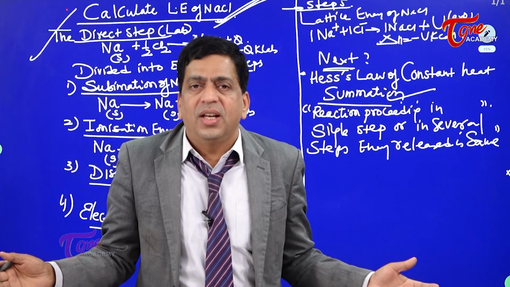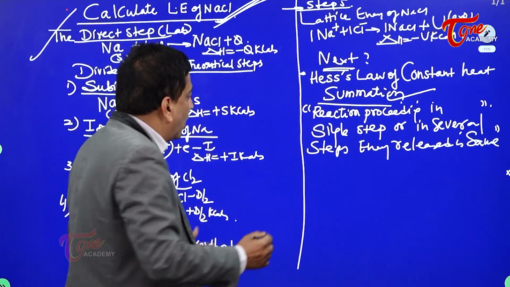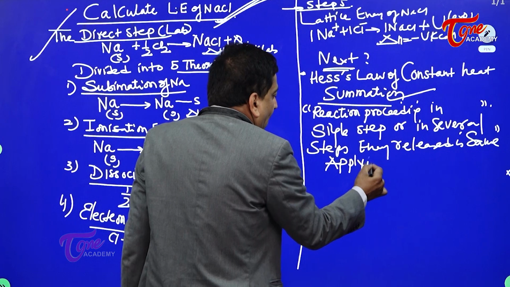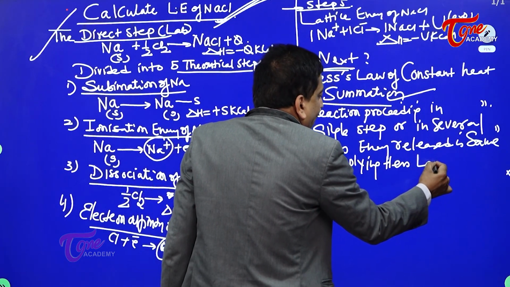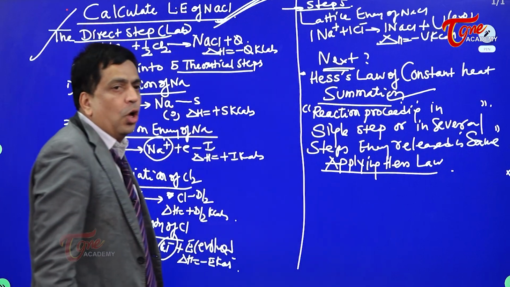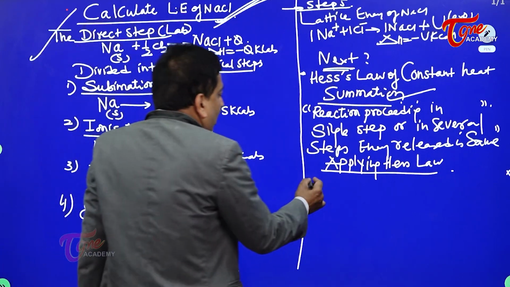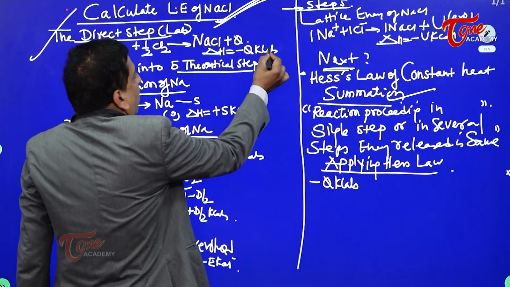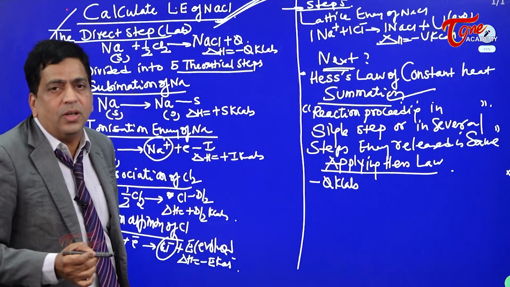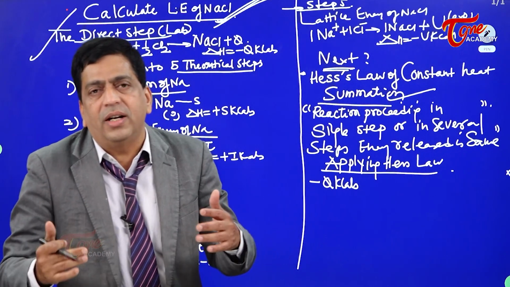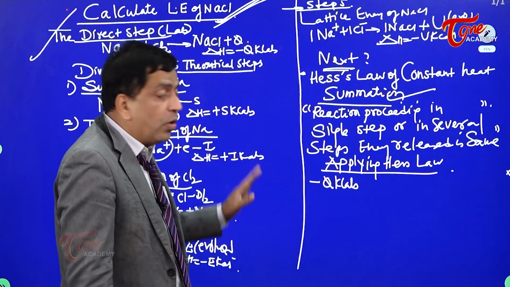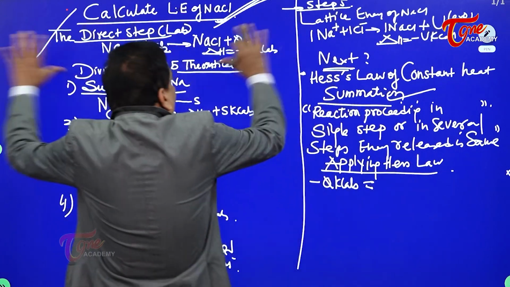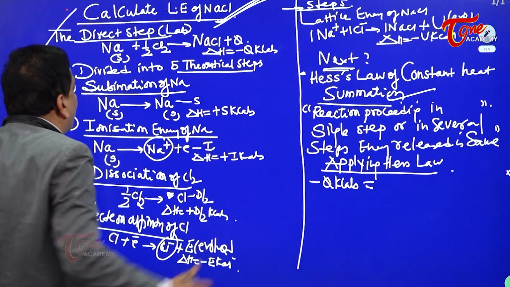If this is the case, let us apply then. So what I'll do, applying Hess's law, the single step energy is minus Q kilocalories. This is the single step energy which is released. I am taking heats of reaction, not the heat evolved, the one which I have written at the bottom. So minus Q kilocalories, that is the single step energy, which should be equal to the sum total of all the 5 steps.